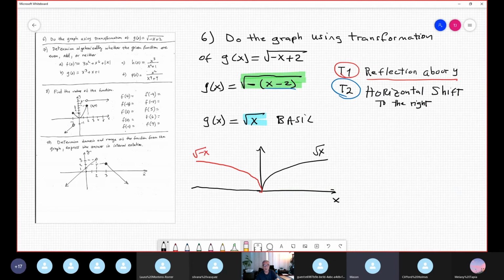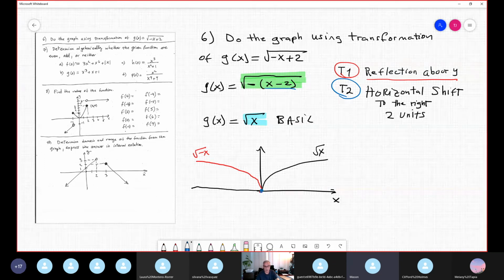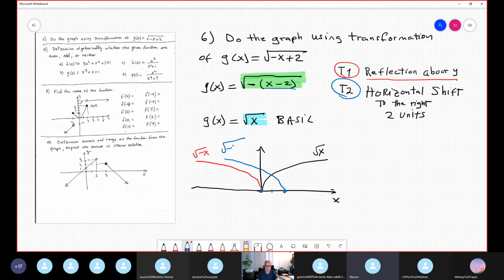How many units do you move? 2 units. Very well. So now my graph is moving 2 units to the right. At this point I take the reference: that point is 1, 2 here, and it changes like that. And this is the graph that corresponds with the original, negative x plus 2. Do you understand this or no?